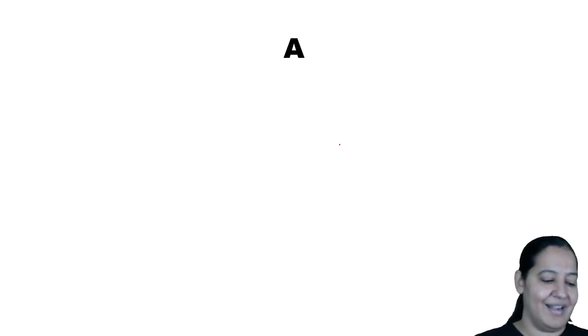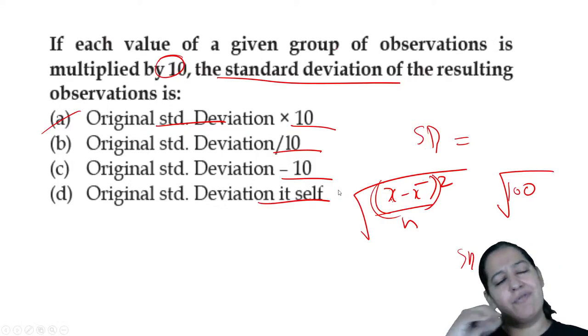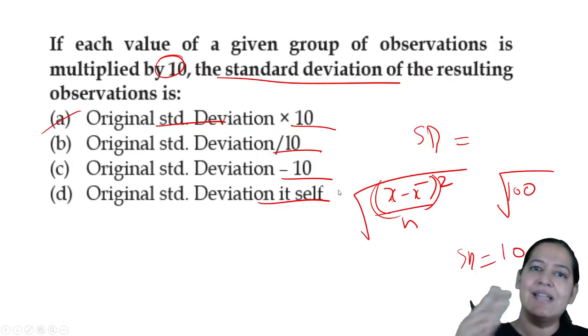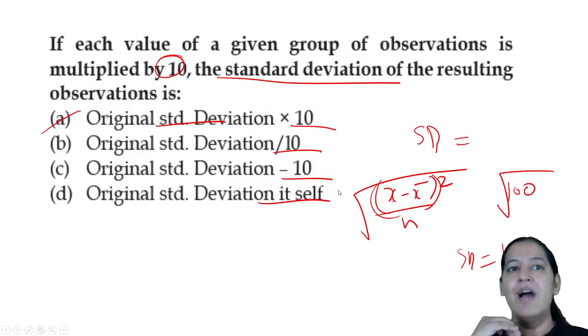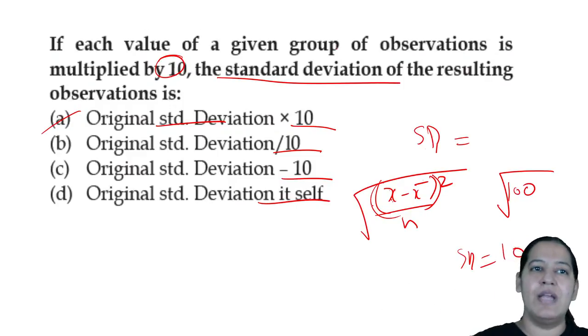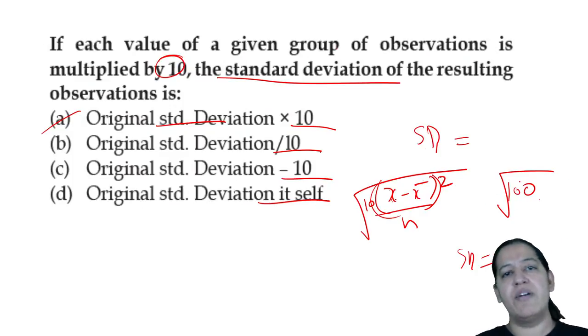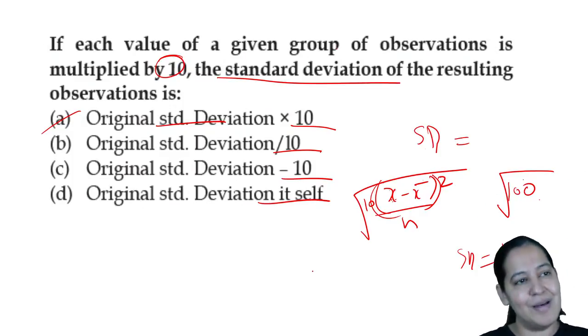Let me check. Yes, the correct answer is A. So in the formula only, you just have to apply the concepts. The concept is very simple. It is given, you have to apply it in the formula. Each value multiplied by 10, so each value will be 10 times greater. 10 into 10 will be 100, and the square root of 100 will again be 10. Yes or no? Give me a thumbs up.